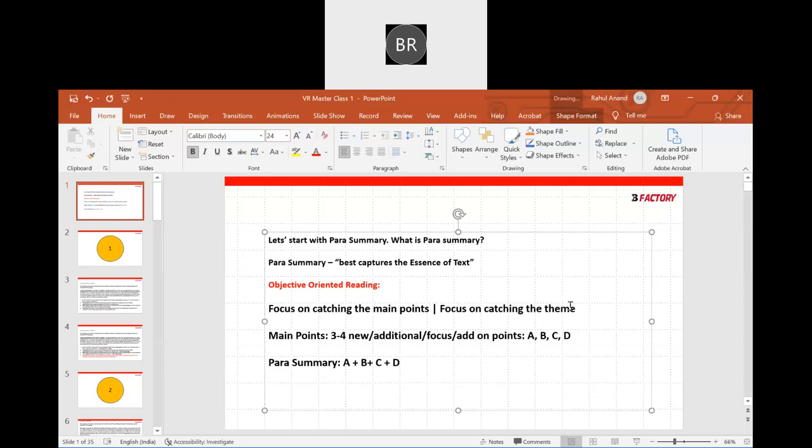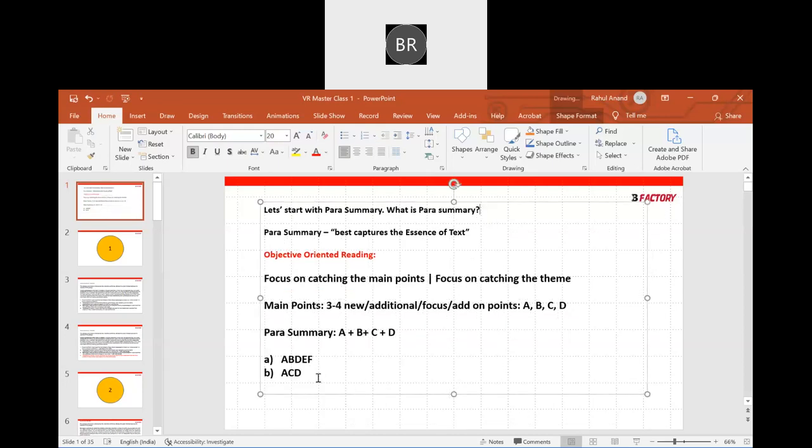Now, why do I say capture the theme? Because quite often, not necessarily will you get options which have all the points. You might get options like A, B, D, E, F. And maybe there'll be another option, A, C, D, right? See, I've not even given a paragraph. I'm just telling you how to think fast. A, C, D, and there is another option, C, D, F, right?